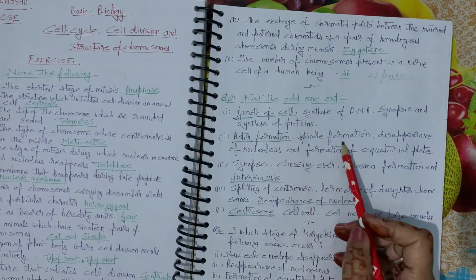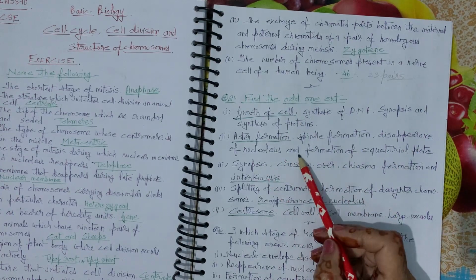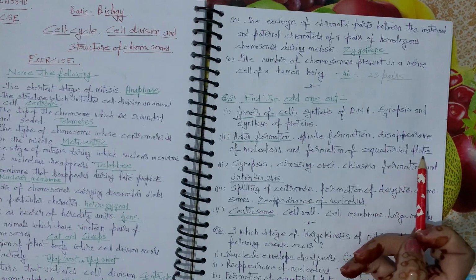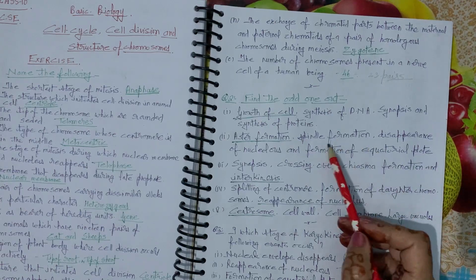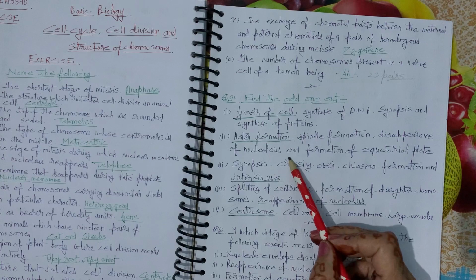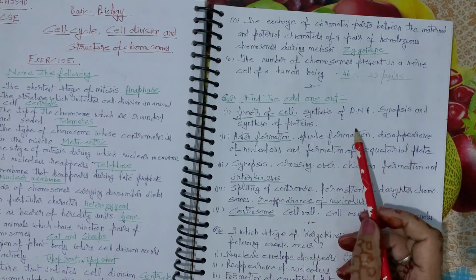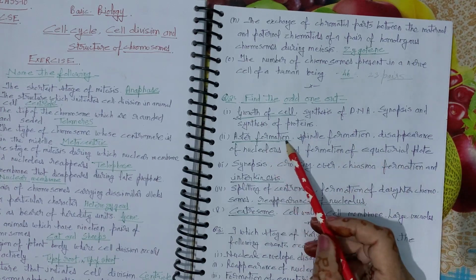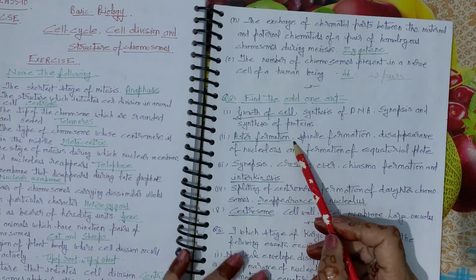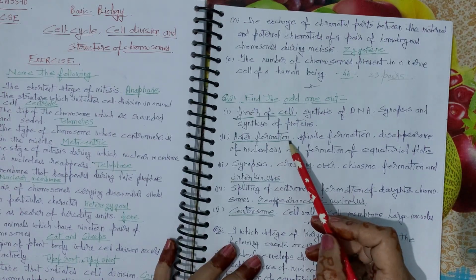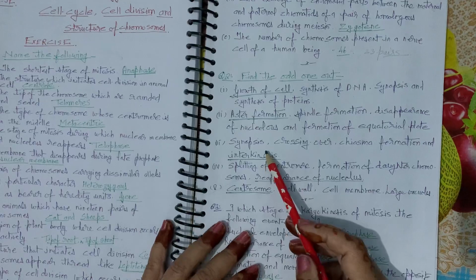Aster formation, spindle formation, disappearance of nucleolus and formation of equatorial plate. All these things, spindle formation, disappearance of nucleolus and formation of equatorial plate, form during cell division. And aster formation takes place only in the animal cell with the help of centriole.